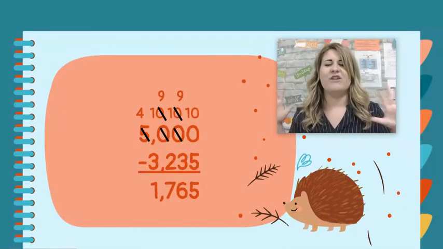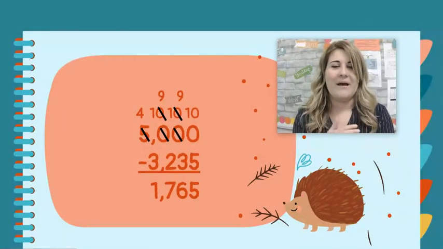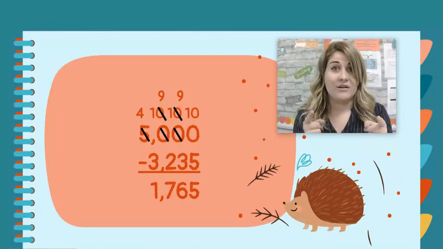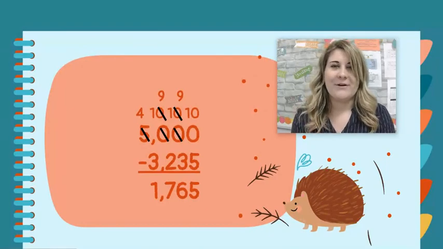I did an entire video on how to subtract across zeros because I know it's confusing, and I want you to go watch that video, and I want you to watch the other video about subtracting 4-digit numbers because you are going to need it because it gets a little confusing, okay? Let me know if you have any questions, and good luck, guys.